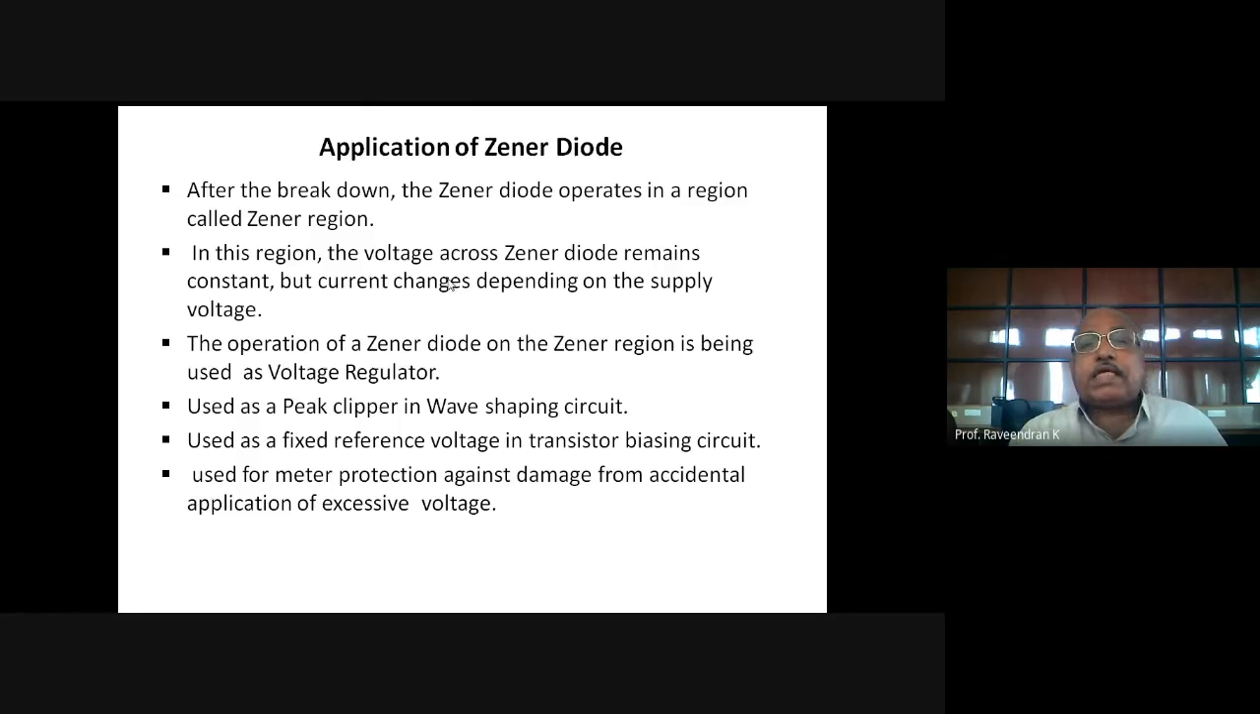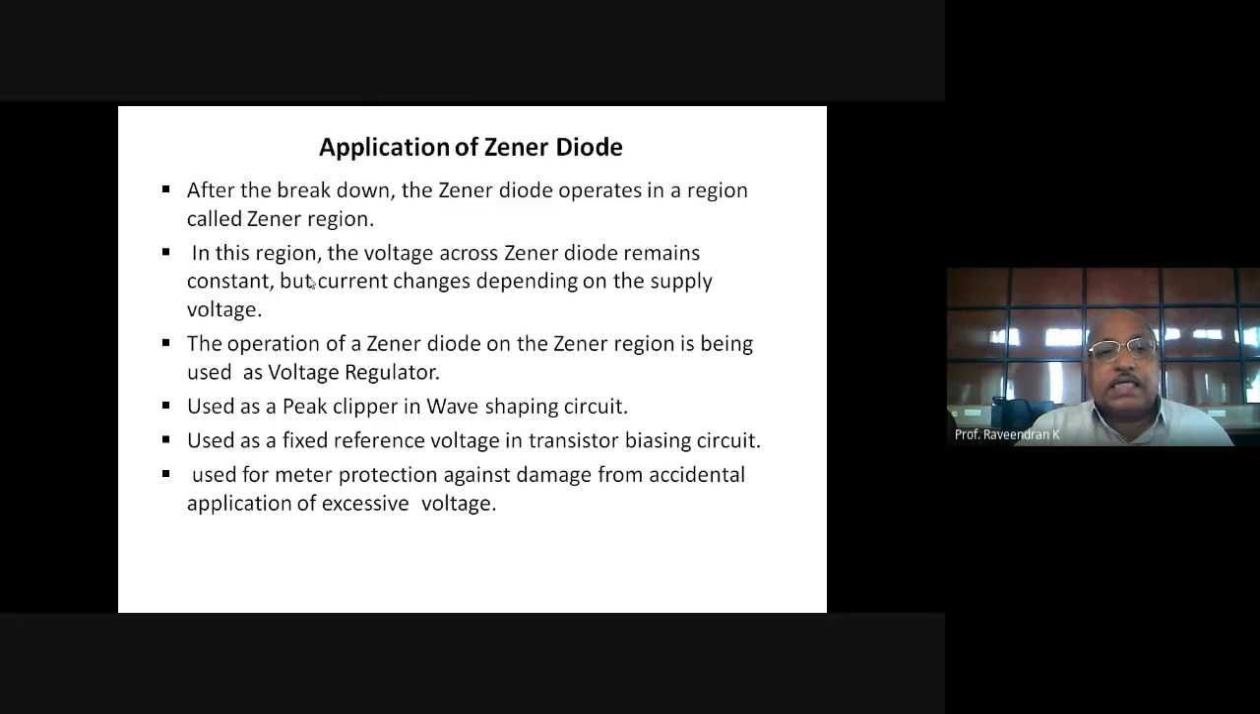What are all the applications of the Zener diode? After the breakdown, the Zener diode operates in a region called the Zener region. Once the breakdown occurs, the Zener diode is operated in the Zener region. That doesn't mean the Zener diode has been damaged totally. No. The diode will be operating in the Zener region, and this particular characteristic of the Zener diode can be used for regulating the output voltage of regulators. How is it done? That we can just see now.